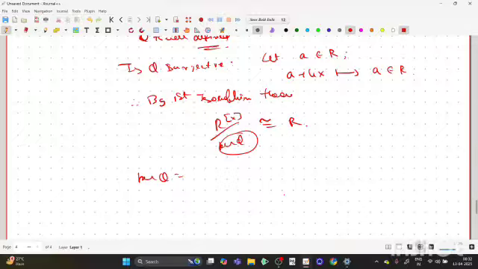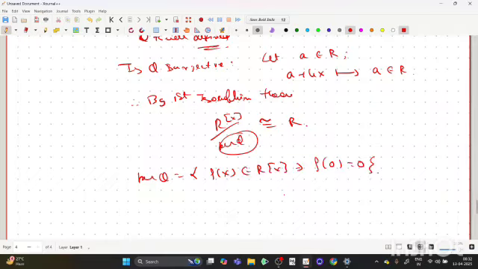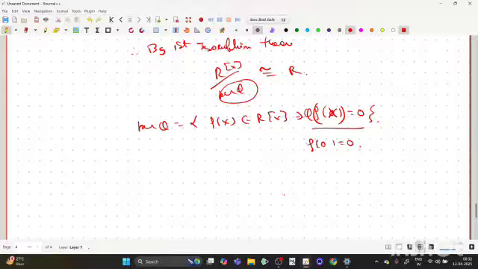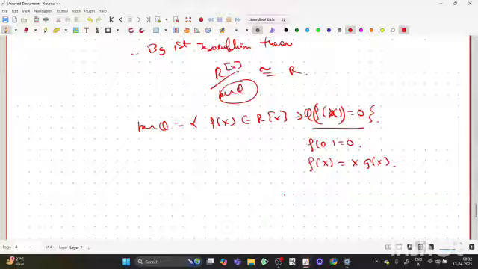By definition, kernel of phi is the collection of all those polynomials f(x) in R[x] such that f(0) is 0, that is phi of f(x) is 0. But phi of f(x) is 0 is the same as saying f(0) is 0. So it is a collection of all those polynomials which have 0 as a root. And it can be evidently observed that then f(x) should be of the form x times g(x). Clear? Because how can we claim this actually?